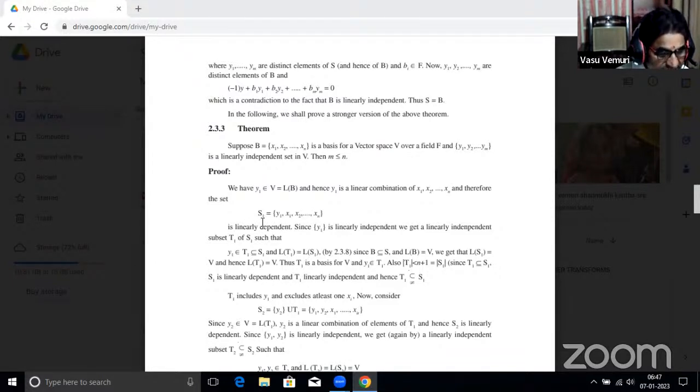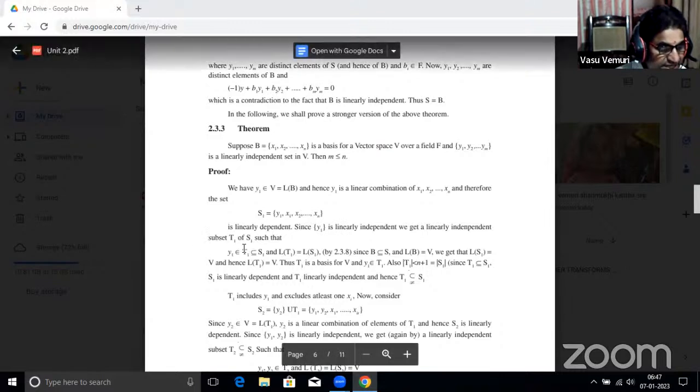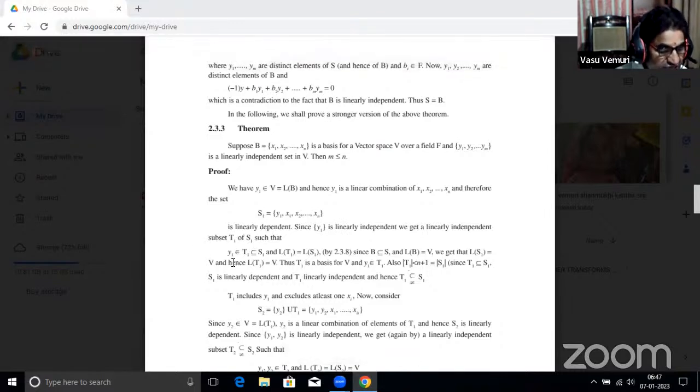Now S1 contains the basis B, along with the element y1. Then it is linearly dependent, because one of the elements must be joined here. Since the set of y1 is only a singleton element, y1 is a linearly independent set, so we get a linearly independent subset T1 of S1 such that y1 belongs to T1 and T1 is contained in or equal to S1. Therefore, L of T1 equals L of S1.